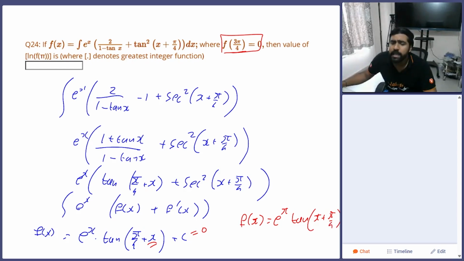Tan(pi + pi/4) is tan(pi/4), which is 1. So f of pi is equal to e power pi. So what is ln of f of pi? This will be ln e power pi, which is equal to simply pi.